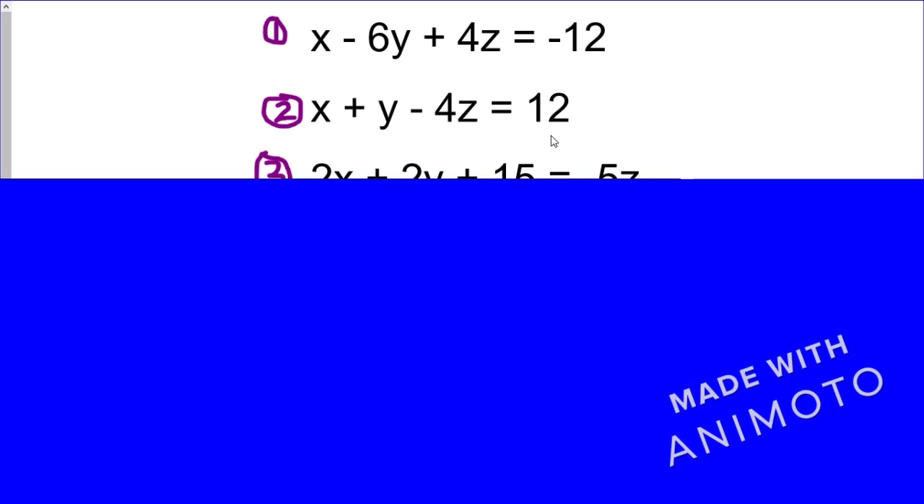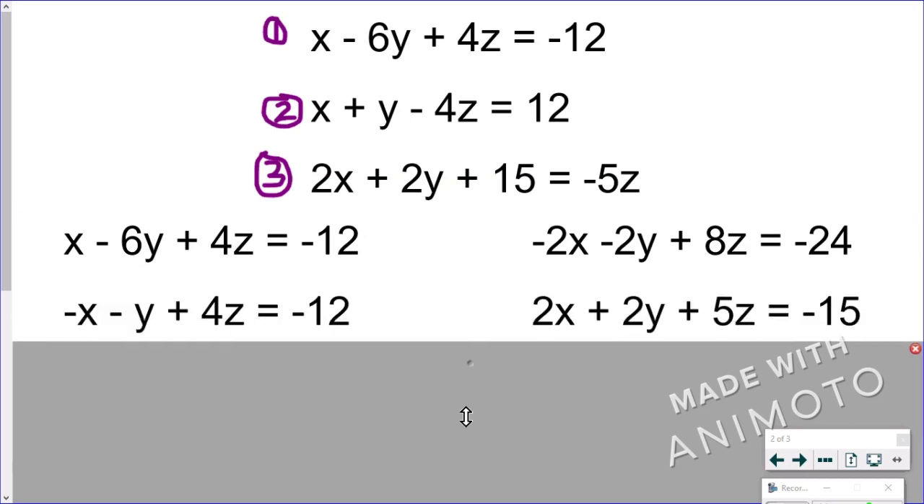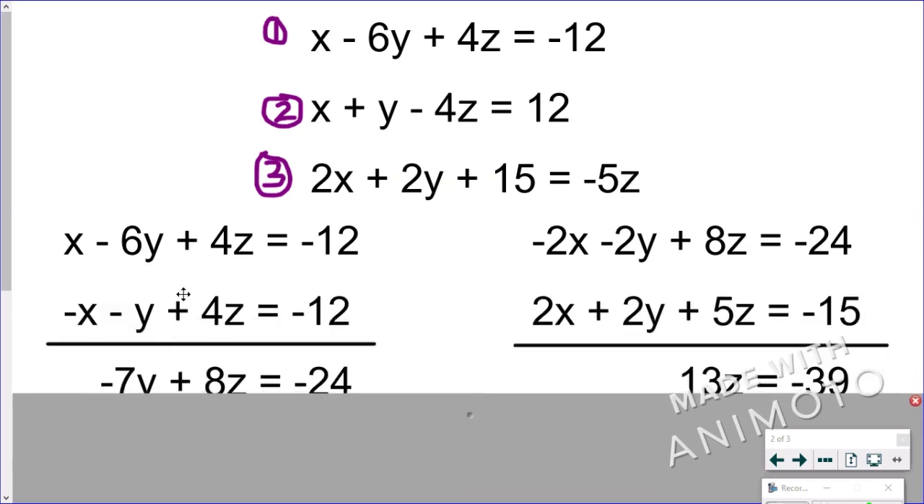So in order to eliminate x's, I paired 1 and 2 over here on the left-hand side, and then 2 and 3. Now with 1 and 2, I wanted to eliminate the x's, so I multiplied the second equation by -1. So that's where my -x minus y plus 4z equals -12 came from. And then I multiplied the second equation by -2 to eliminate our x's there. So I got -2x minus 2y plus 8z equals -24.